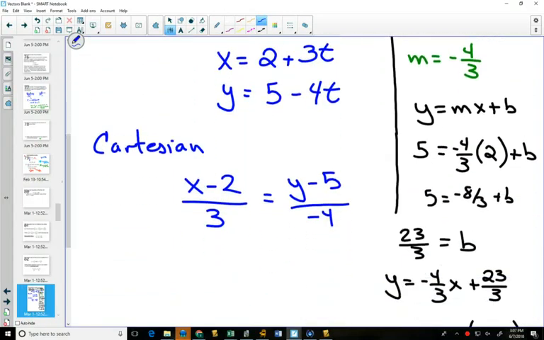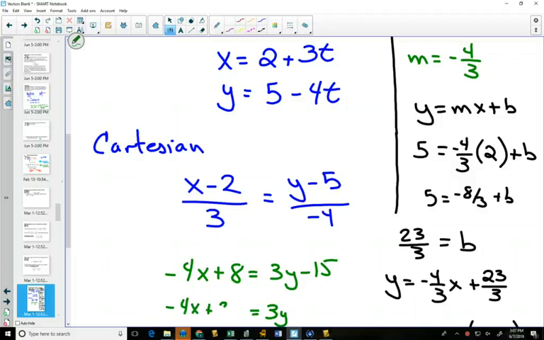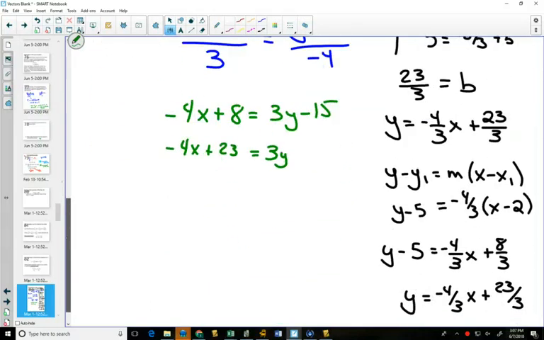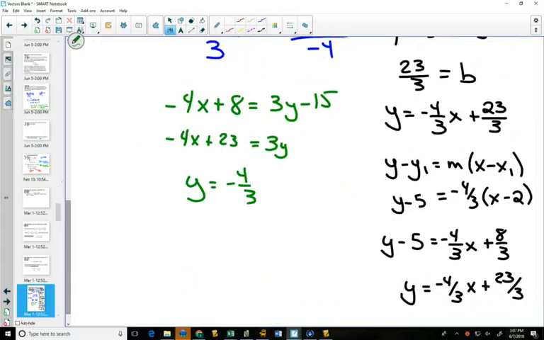When we get to our Cartesian form, and this is what I want to show you, if you get to your Cartesian form and you solve for y, okay? So how could I solve for y? Well, I could cross multiply here to get negative 4x plus 8 equals 3y minus 15. 3y is equal to negative 4x plus 23. And divide by 3. And we get our y equals mx plus b form from the vector equation as well.